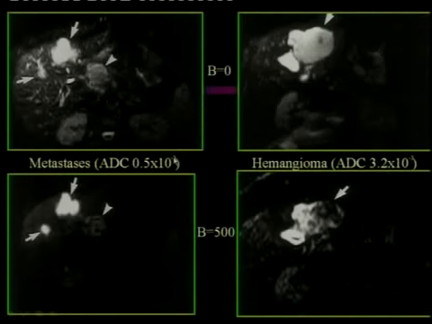You can also do this quantitatively by putting regions of interest on the ADC map on the lesion, and many people have worked on looking at ADC values and their utility in differentiating benign from malignant lesions. Here, generally speaking, the malignant lesions tend to have a relatively lower ADC value, whereas hemangiomas or benign lesions will tend to have higher values on the ADC map.